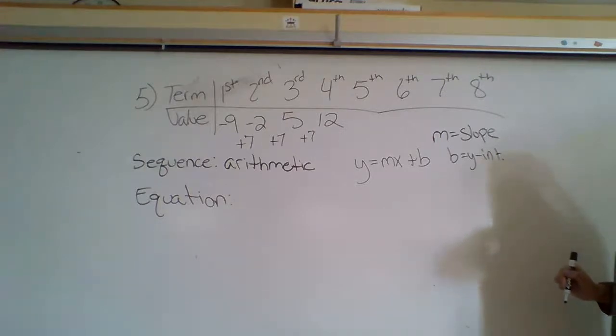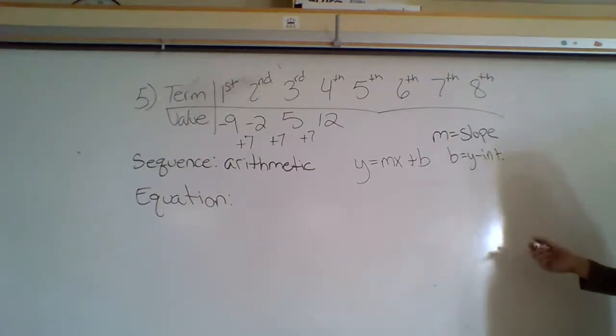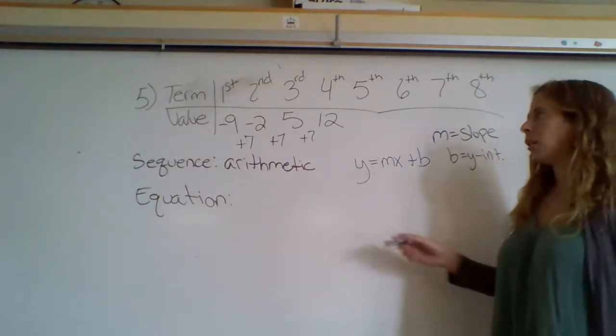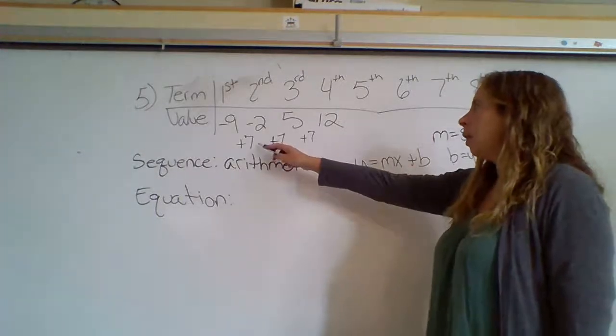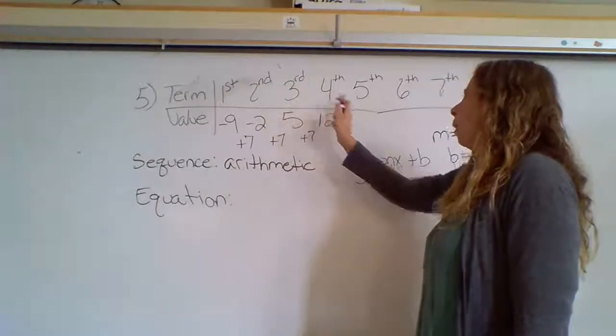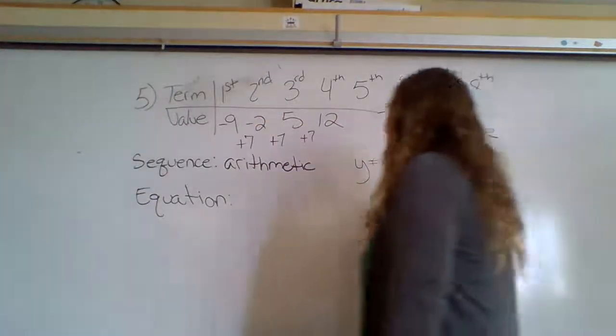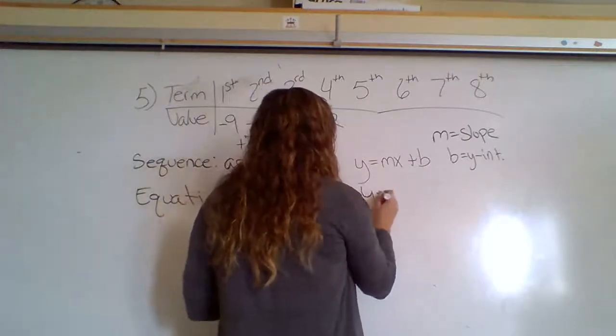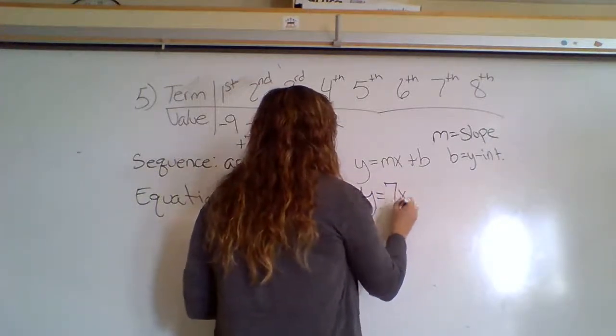Couple different ways you could figure it out. Well, okay, the slope is change in y over the change in x, right? So our change in y is 7. Our change in x, they're just going up by 1. So it's just 7 over 1. So y equals 7x, that's your slope.